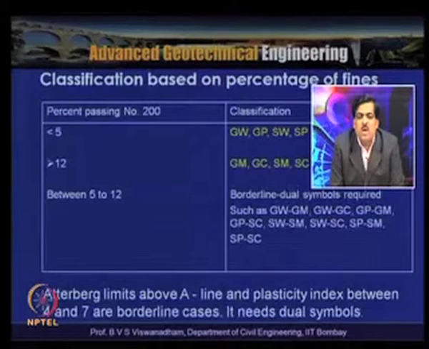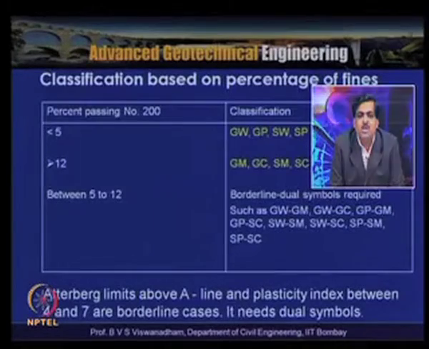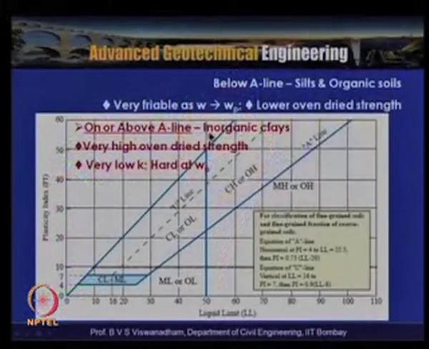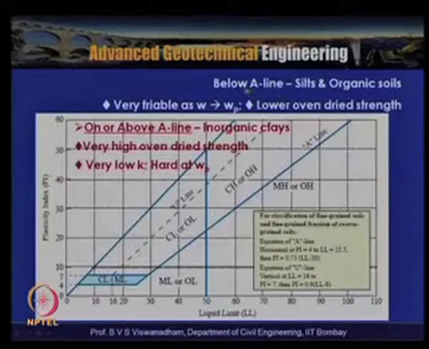Atterberg limits above A line with plasticity index between 4 and 7 are borderline cases, and they need dual symbols. As I said, that is on the left bottom of the plasticity chart, and it is indicated as the CL-ML group. In this chart, what you see on or above the A line are called inorganic clays, and below the A line they are classified as silts and organic soils. In the plasticity chart, this is the A line and this is the U line we have discussed.